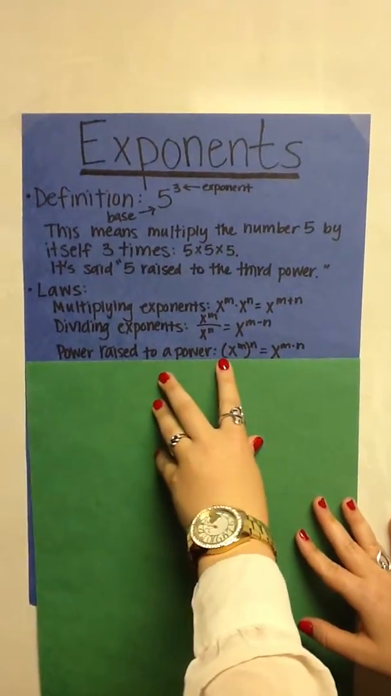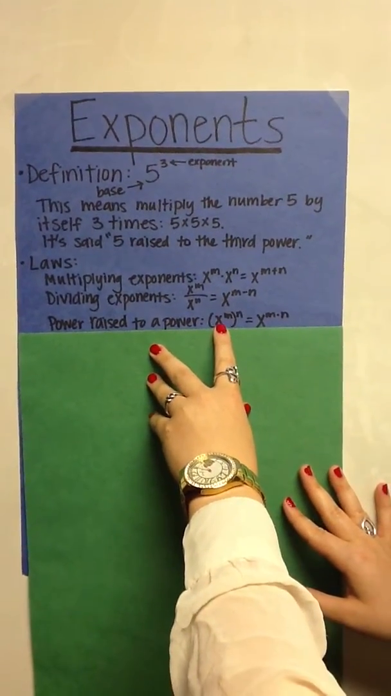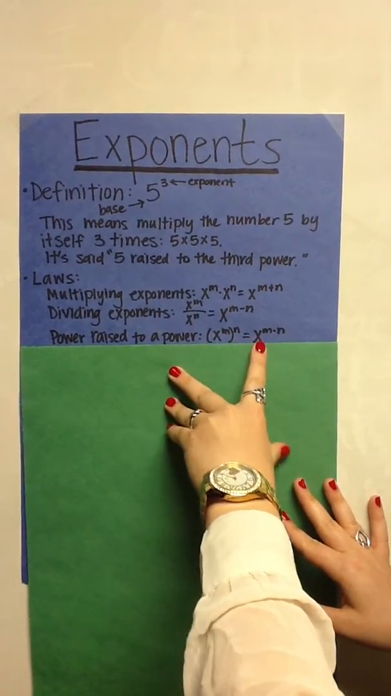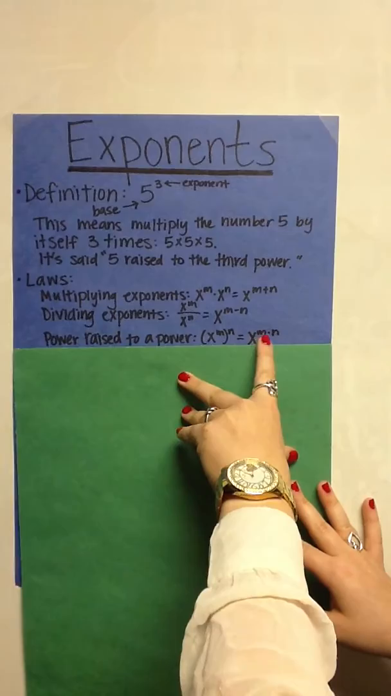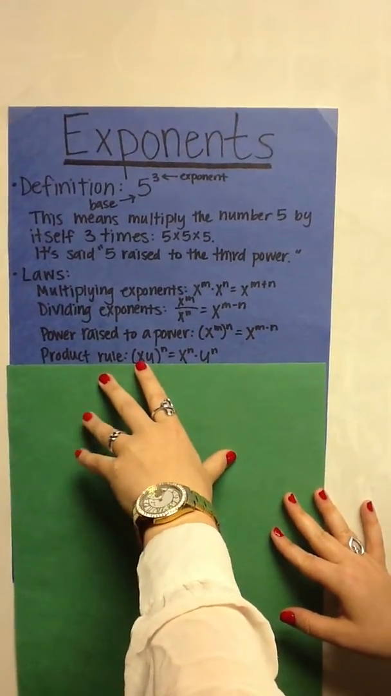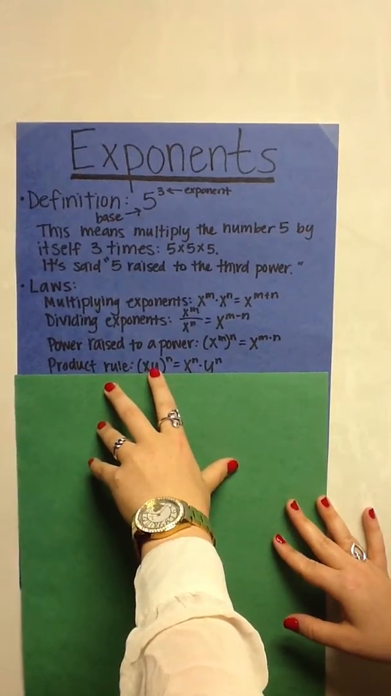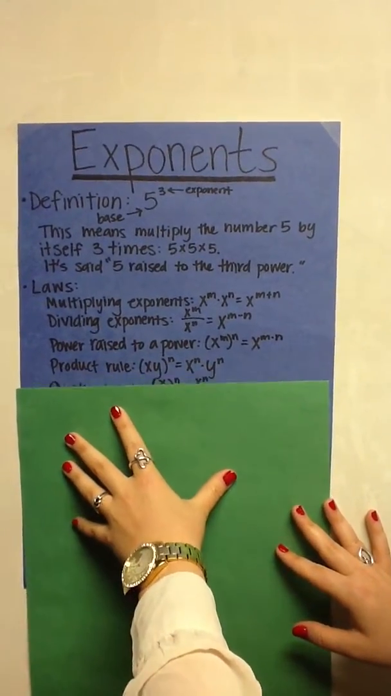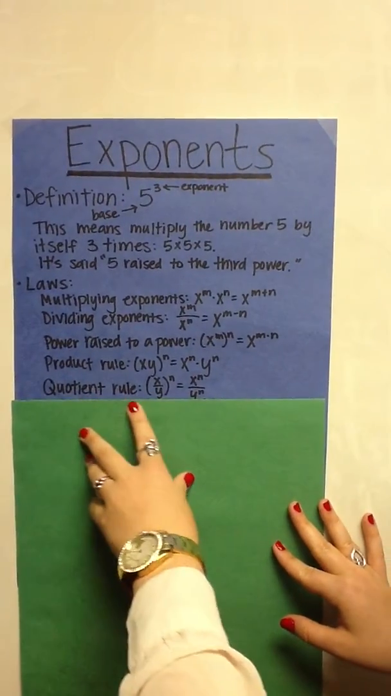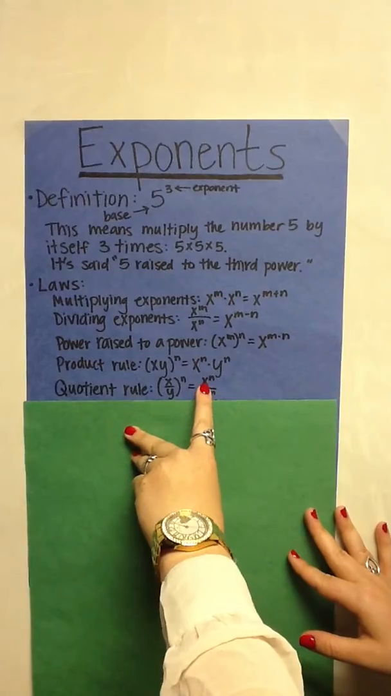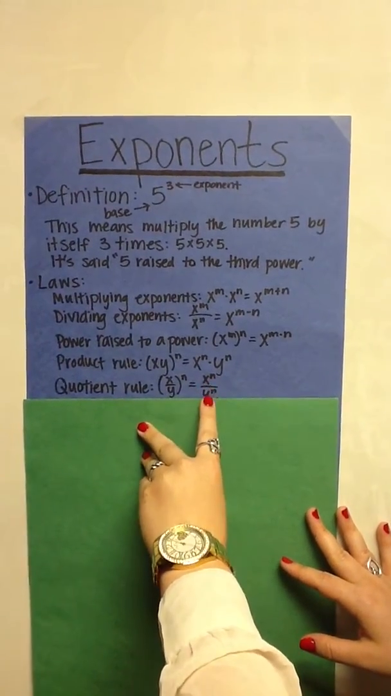A power raised to a power means that if you have x raised to the m also raised to the n, you're going to have x raised to the m times n. The product rule is when you have x times y raised to the n, you're going to have x to the n times y to the n. The quotient rule says that if you have x over y raised to the n, your product is going to be x to the n divided by y to the n.